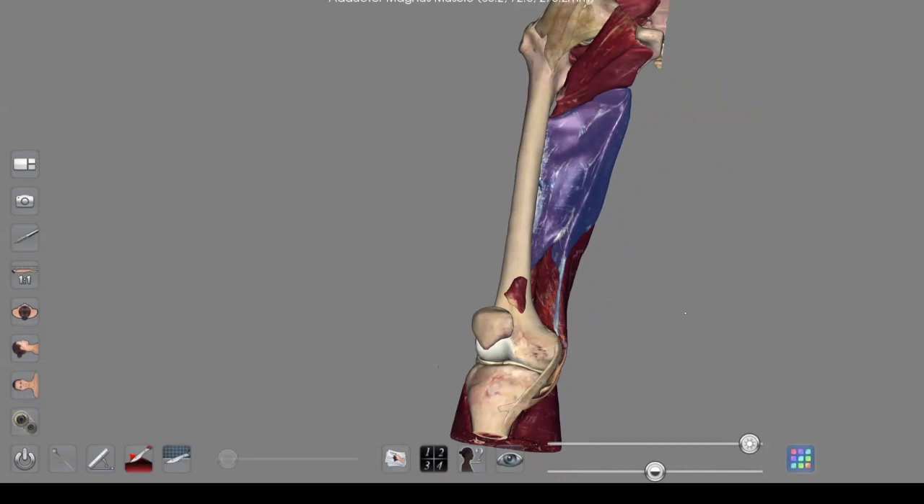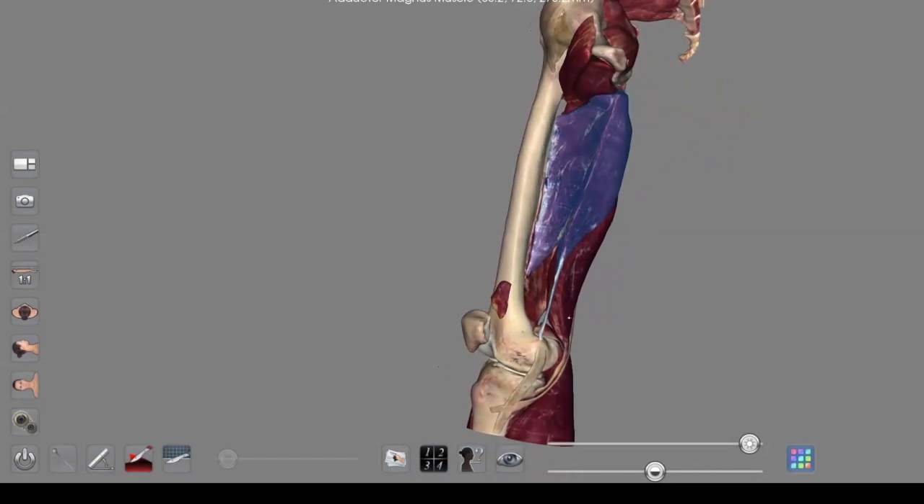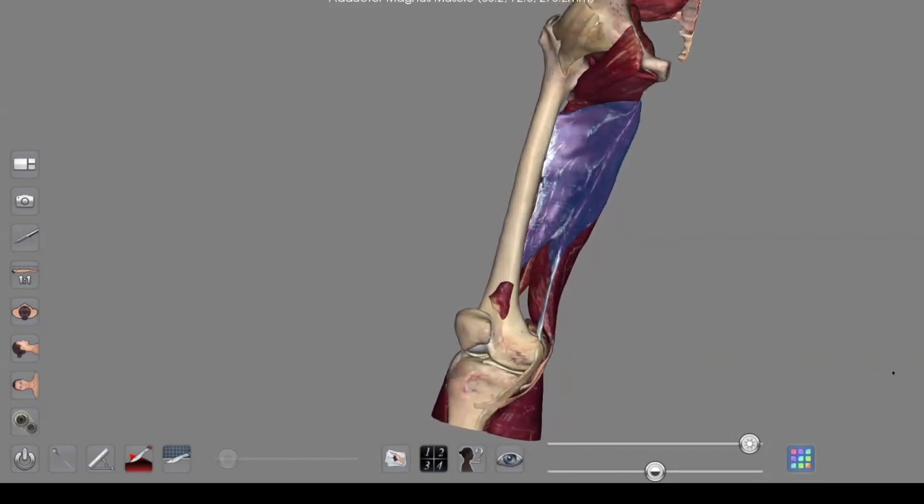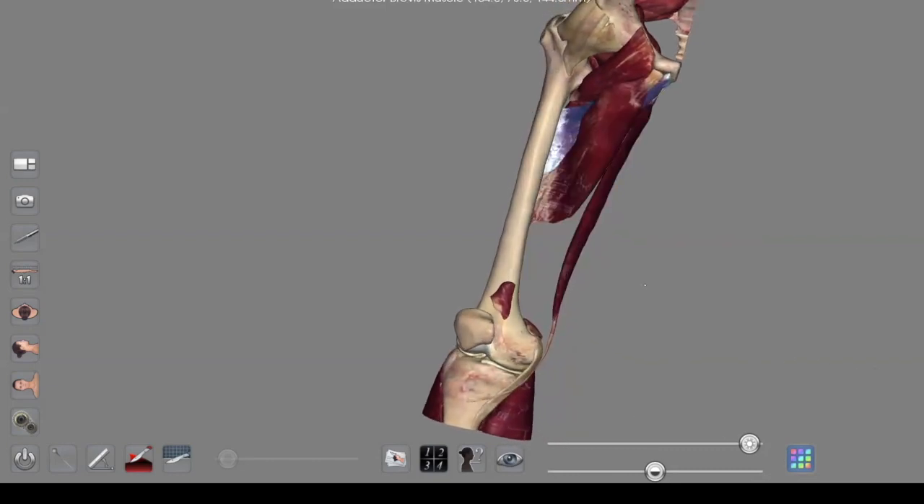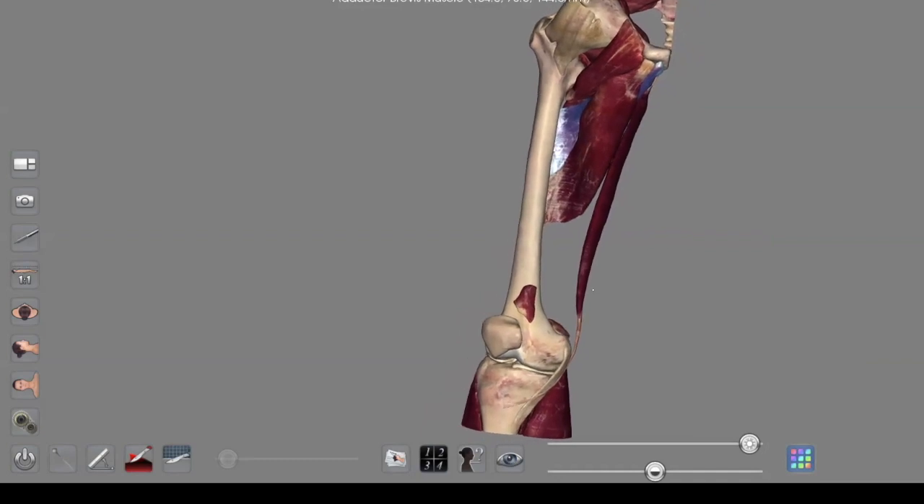Because of the varying insertion points, we classify parts of the adductor magnus as either being the adductor part or the hamstring part, as the adductor magnus not only performs hip adduction, but it also helps in hip extension. If we remove the adductor magnus, we will see the other muscles within this group.